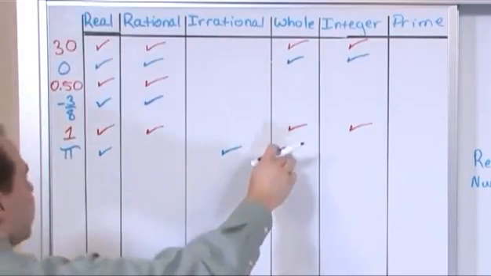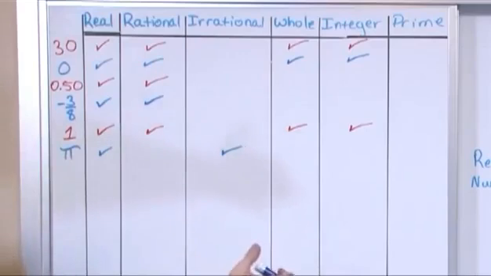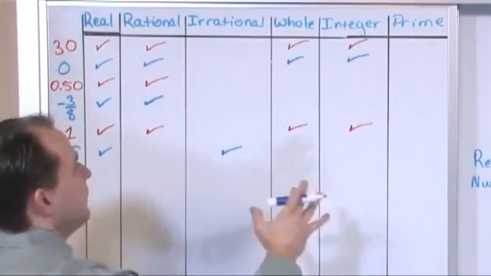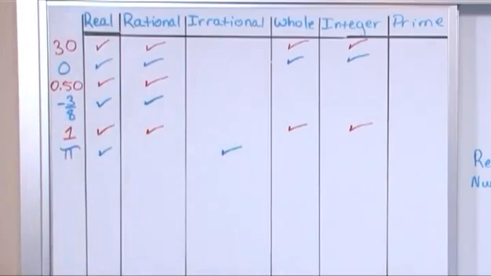Is it a whole number? Well, no, it's not because it's got a decimal involved. Is it an integer? No, because it's got a decimal involved. Is it a prime number? No, because it's got a decimal involved. Those last 3 columns are only going to apply to numbers that don't have any decimal. So that's basically it. Pi is real and irrational.